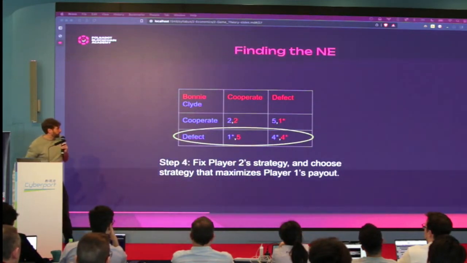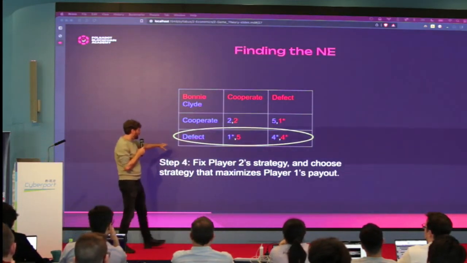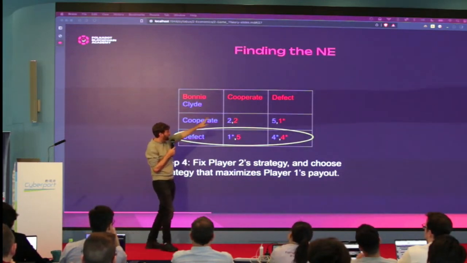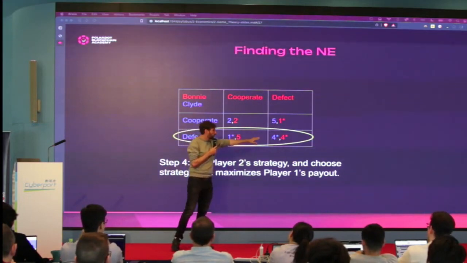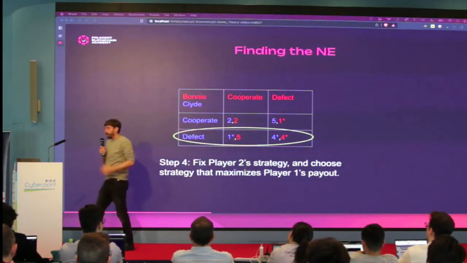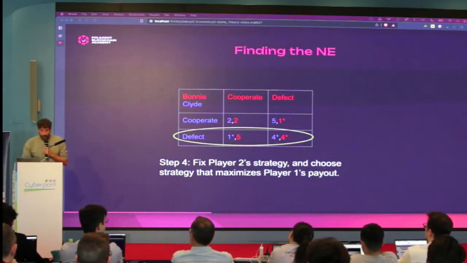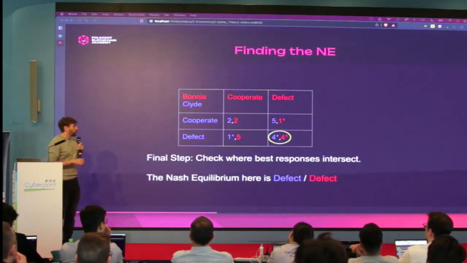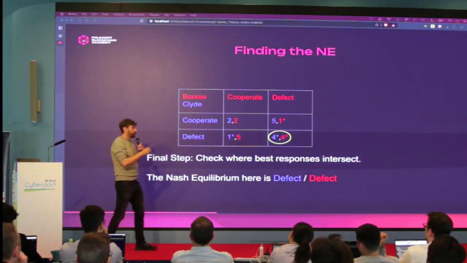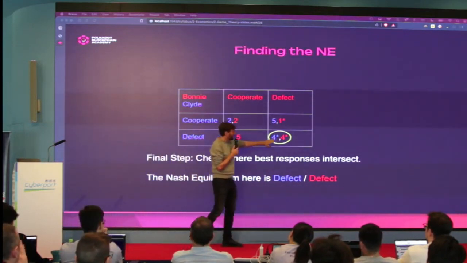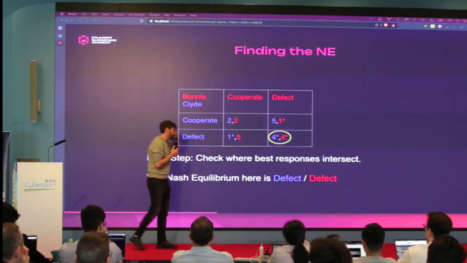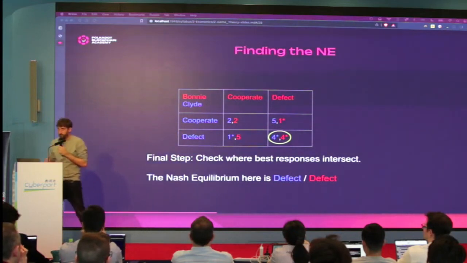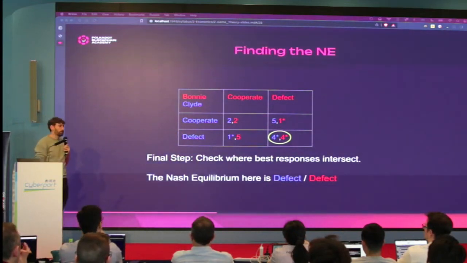The last step is to fix this strategy here and then again ask, what would Bonnie do? We can again see that 5 years is worse than 4 years. So she will defect. And now we found a Nash equilibrium where both of these best responses interact. And we can see that this is only the case here. Right? Here are both the best responses if we assume that the other player plays the same. So the only Nash equilibrium in this game is to defect.